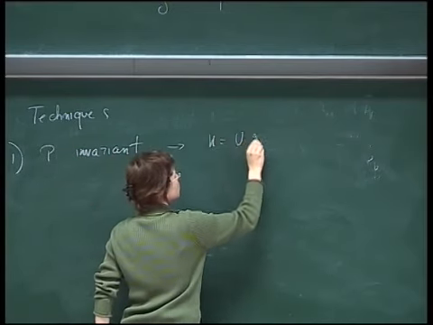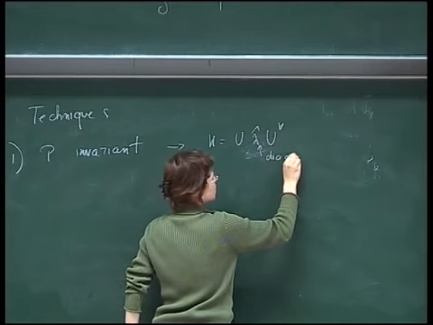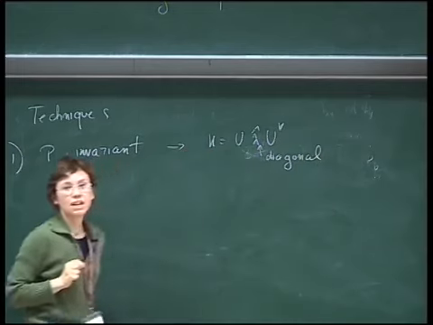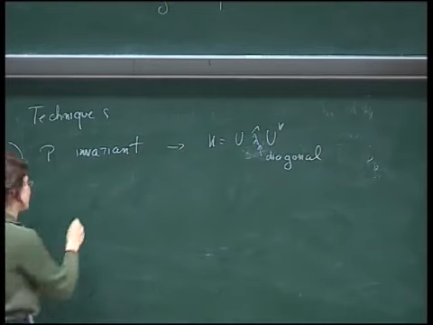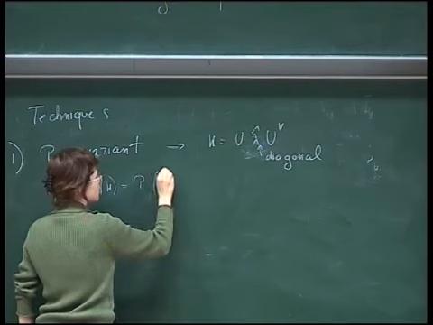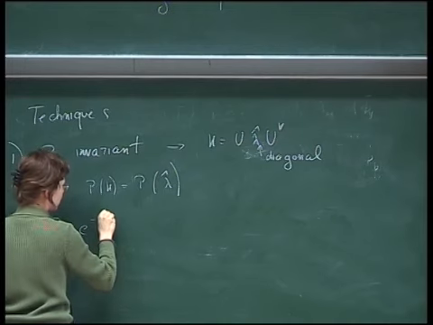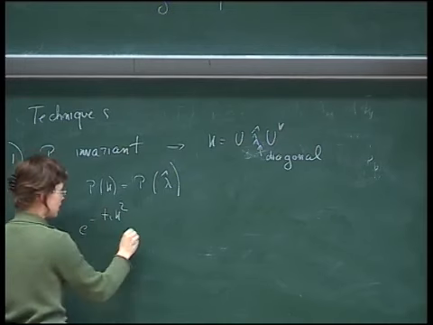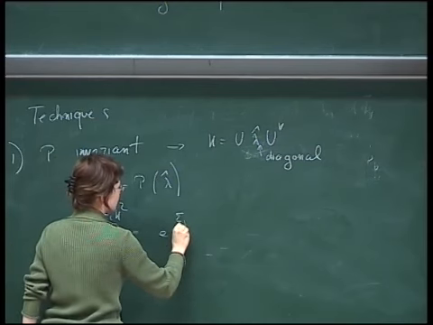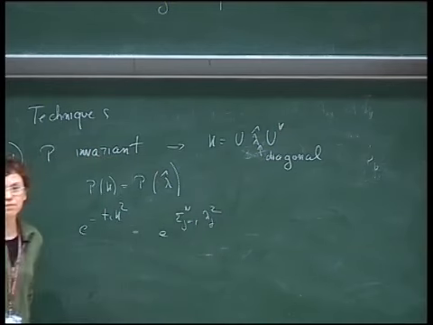H is U, and this is diagonal. And since the probability is independent, P of H is actually P of just the eigenvalues. Invariant. Sorry, yes, as P is invariant. So in the particular case, if you have trace of H square, this becomes sum j from 1 to n of lambda j square.